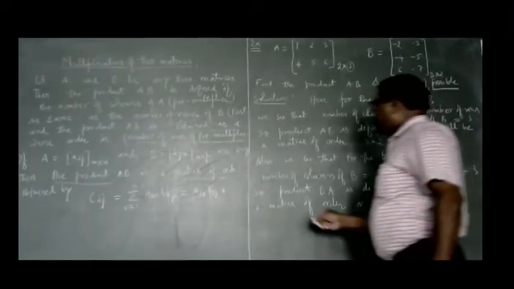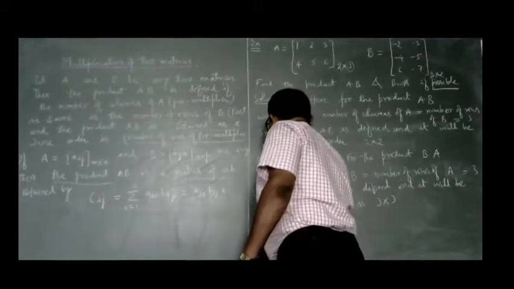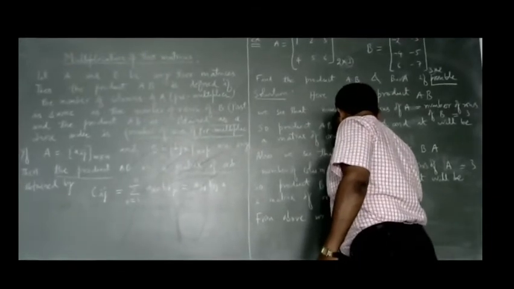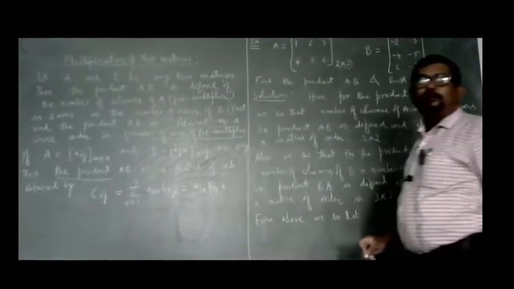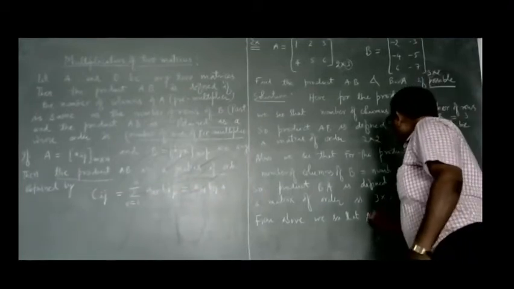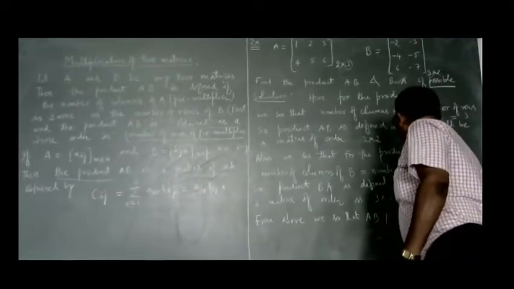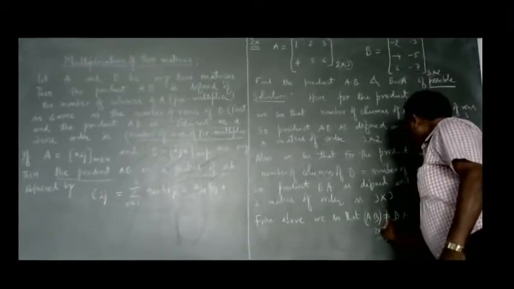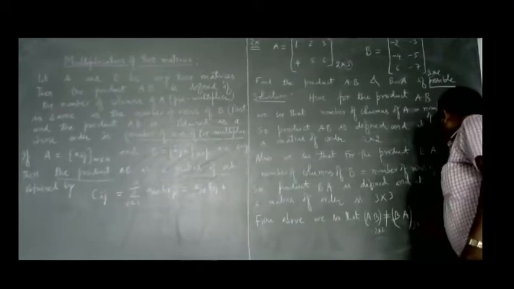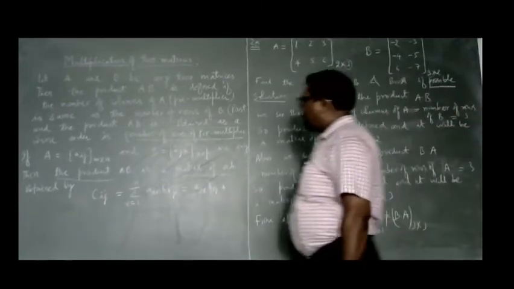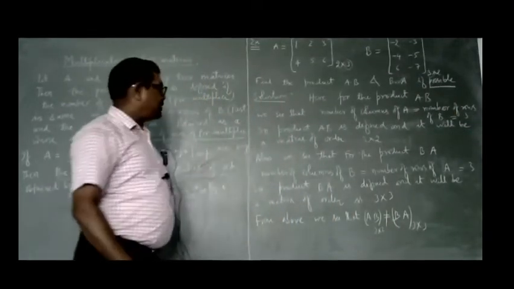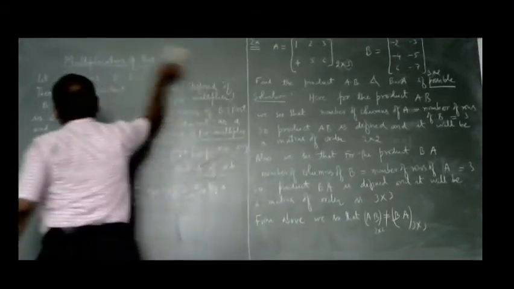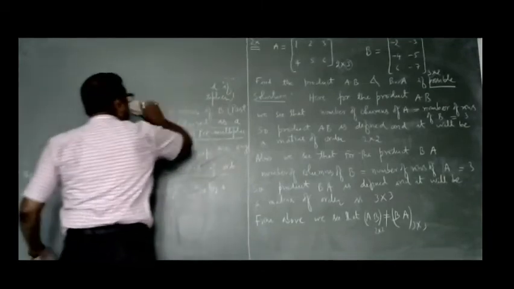Thus, from above, we see that A into B is not equal to B into A, because AB is of order 2 cross 2, whereas BA is of order 3 cross 3. Hence AB is not equal to BA. Now, how will you find the product? What is the way to find the product of these two?